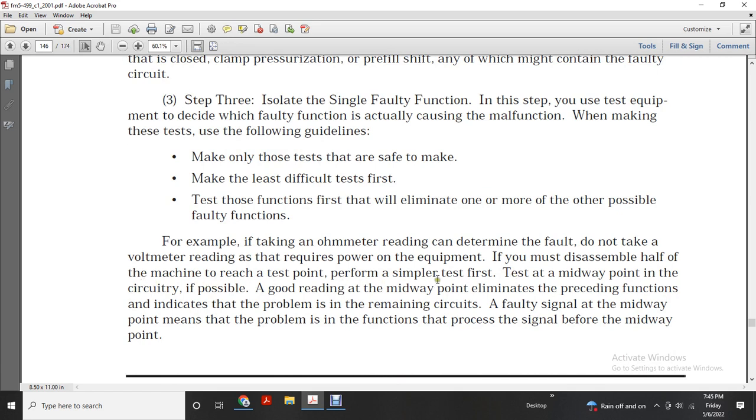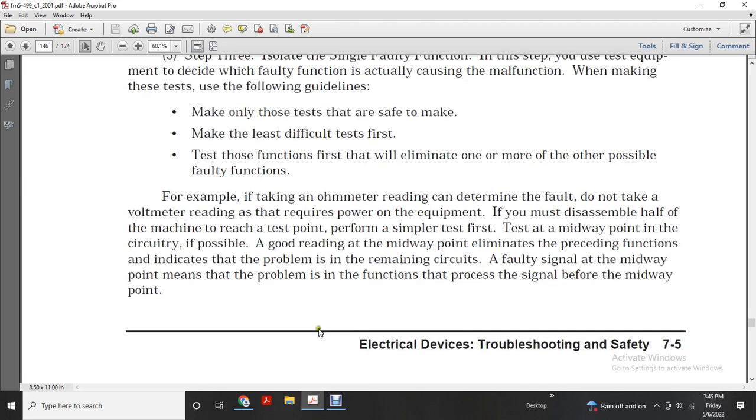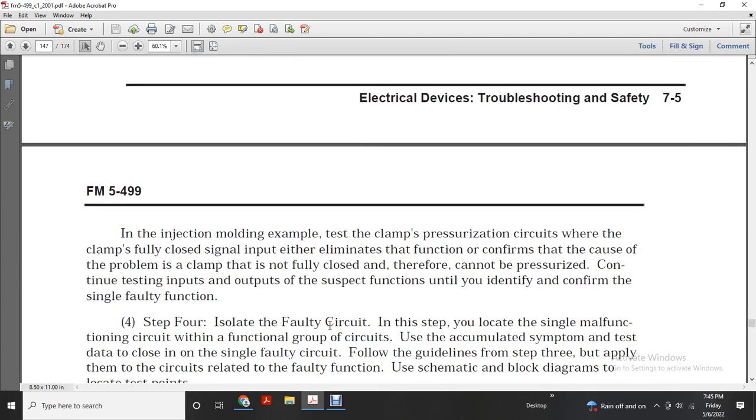A good reading at the midway point eliminates preceding functions and indicates problems in the remaining circuits. A faulty signal at the midway point means that the problem is in the function, and the faulty signal may be before the midway point. In the injection molding example, testing the clamp pressurization circuit, where the clamp fully closed signal input either eliminates the function or confirms the cause of the problem in the clamp. If the clamp is not fully closed, it therefore cannot be pressurized. Continue testing input and output specifications of functions until you identify and confirm the single faulty function.